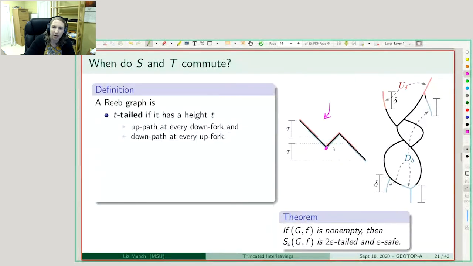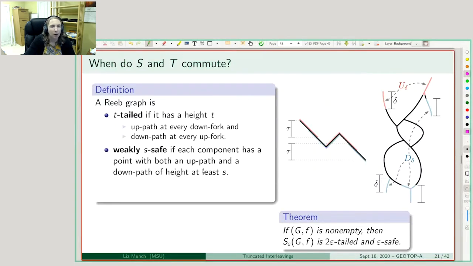So this is a sort of degenerate up fork, and it doesn't have a down path of height tau, and so this particular Reeb graph is not tau-tailed. There's another example of something that's even simpler. So this guy is an up fork, also doesn't have a down path of height delta. Tau is still equal to delta, and so this thing is also not delta-tailed.